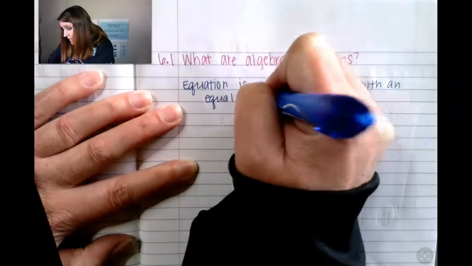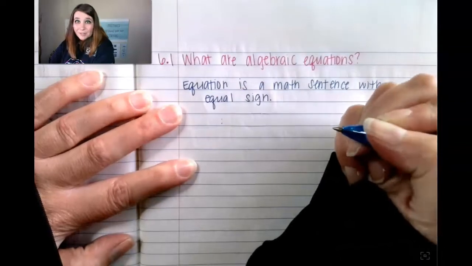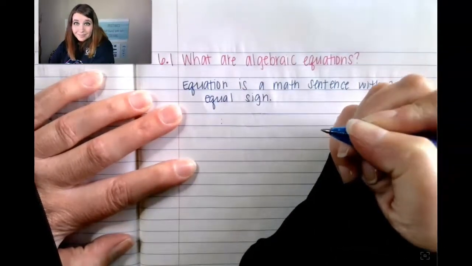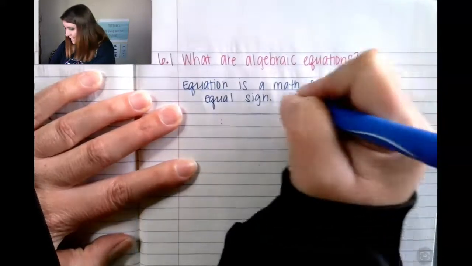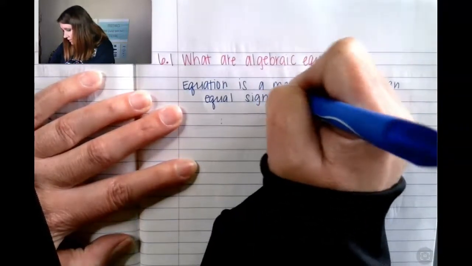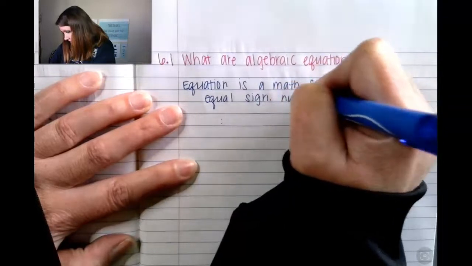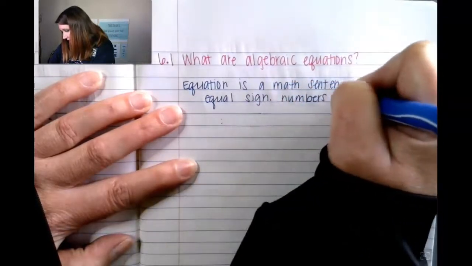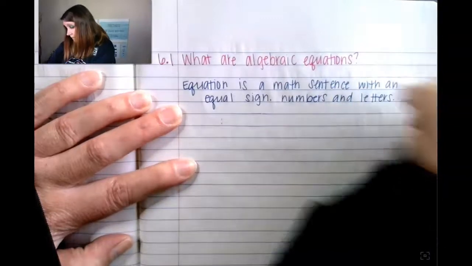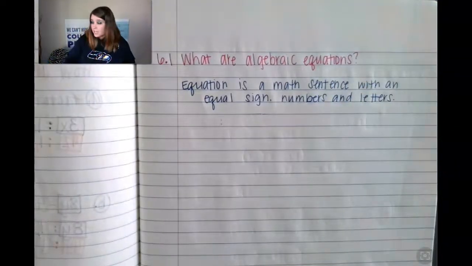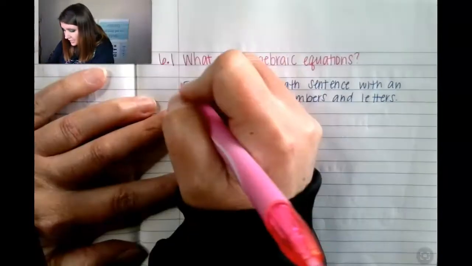And because it's algebraic, guess what else it's going to have? You guessed it, numbers and letters. It's going to have those variables in there. Totally going to have variables.